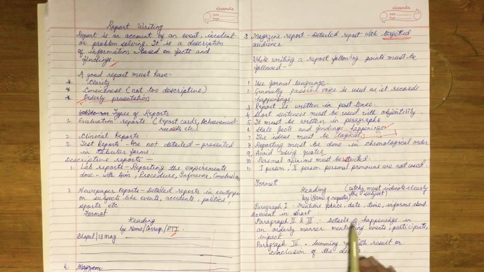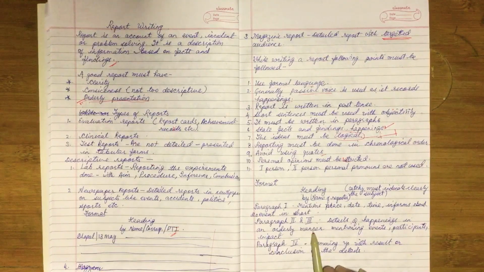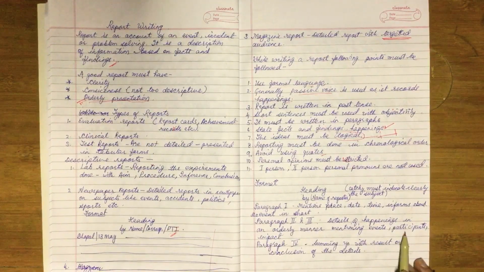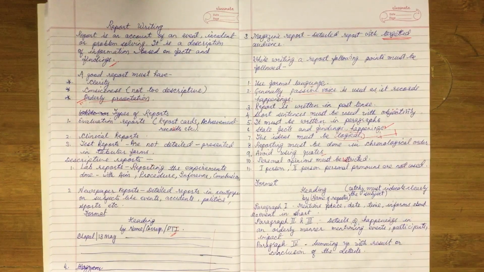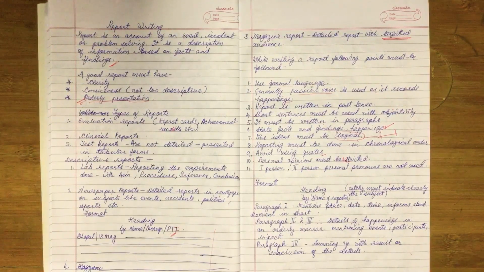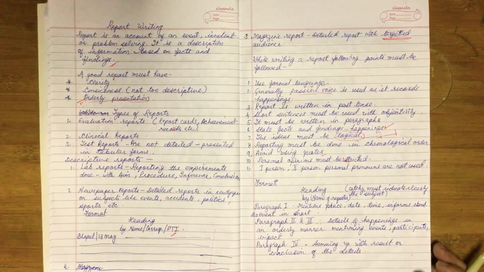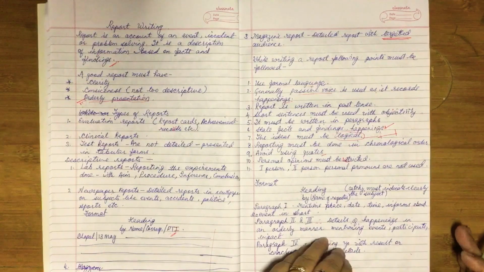Paragraph 2 and 3 include details of happenings in an orderly manner, mentioning events that took place, participants, impact of the event, and so on. Paragraph 4, summing up with result or conclusion of the details which are described in second and third para, are included. So it's very easy to write a report.